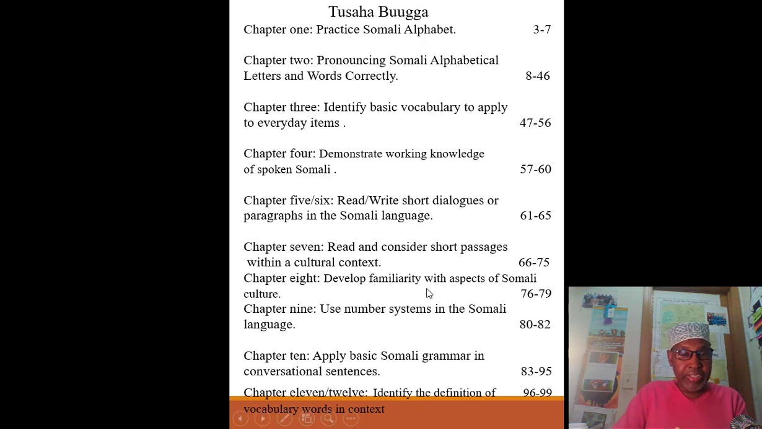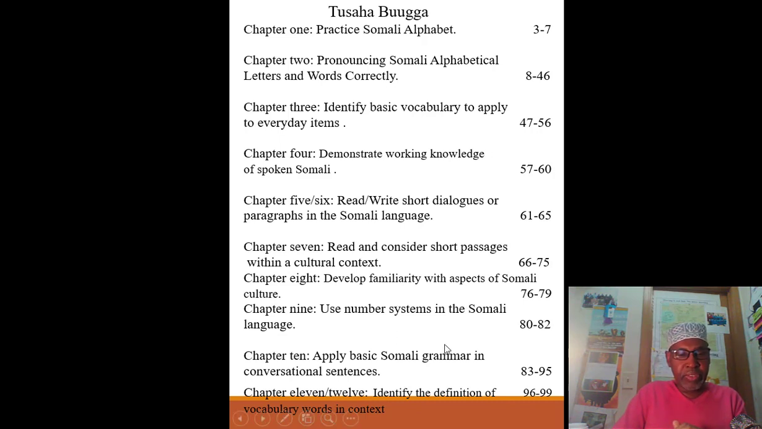So in chapter 8, you will learn about something based on Somali culture, like artifacts. Like what is the clothing culture, Somali clothing culture, and also you will learn more about the food culture for Somali people. So this chapter in general is based on Somali culture.